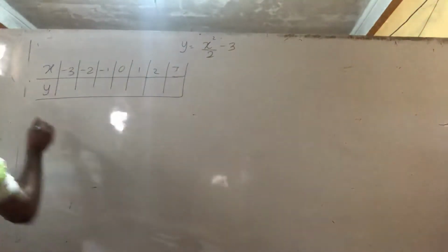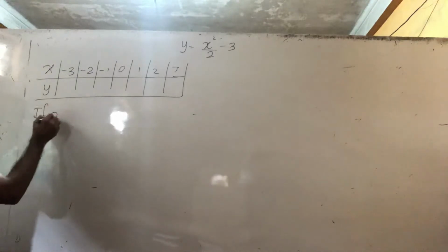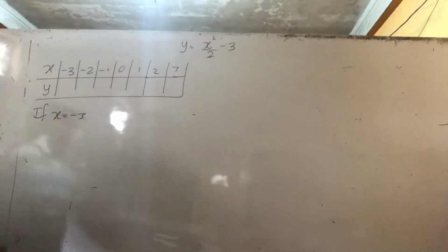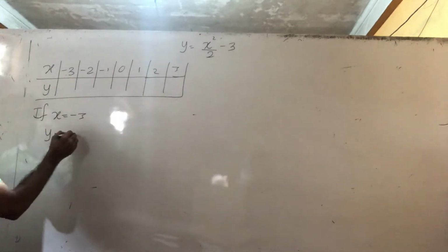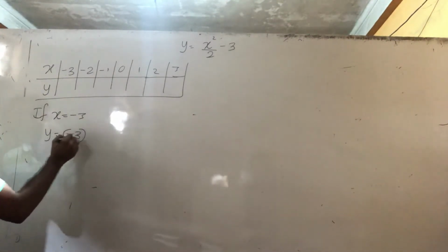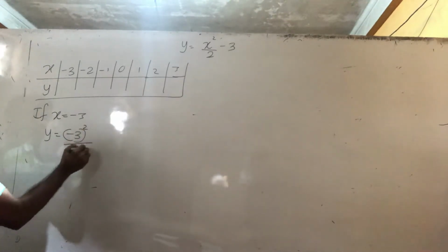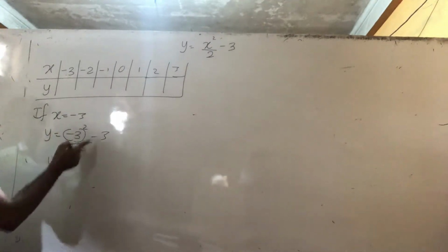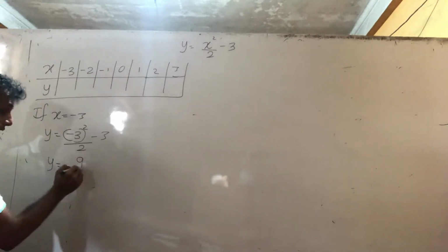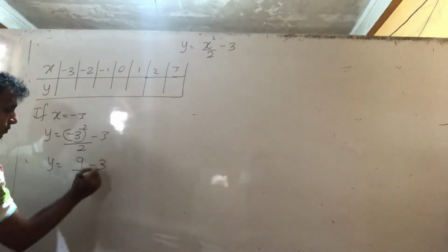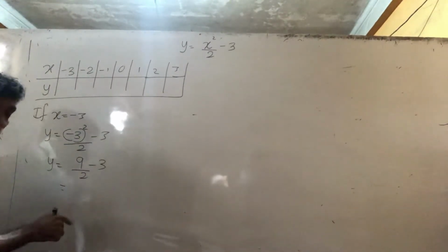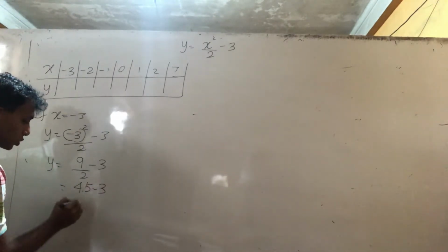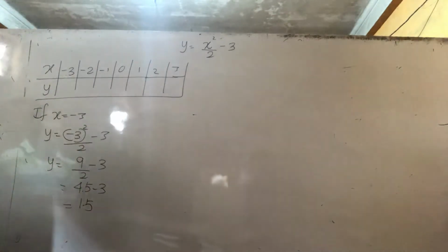If x is minus 3, find y. y equals minus 3 squared over 2, minus 3. So what is that? Minus 3 squared is 9. 9 divided by 2 is what? 4.5. Minus 3, so 1.5. Check that.